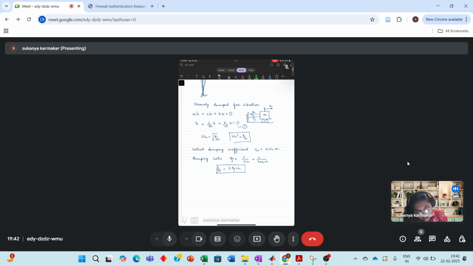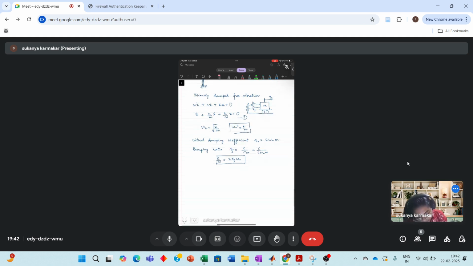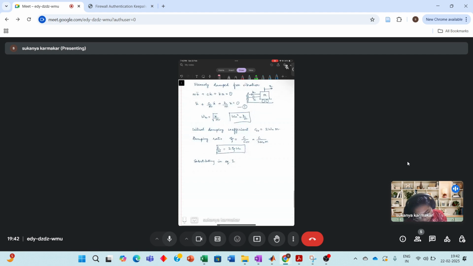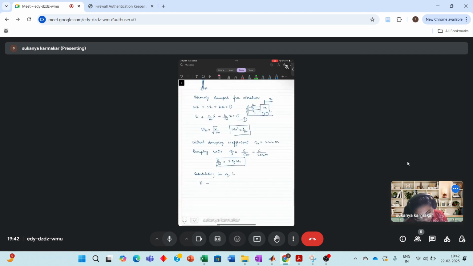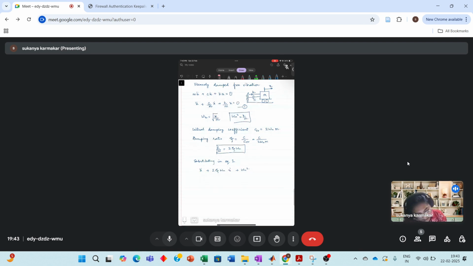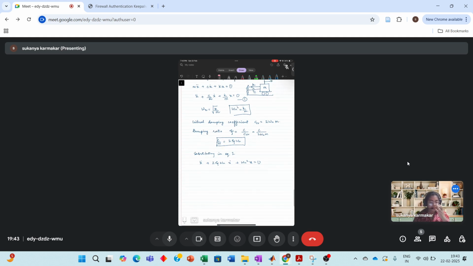Let me call it equation 1. So substituting in equation 1, you have x double dot plus c by m, which is 2 zeta omega n, x dot, plus k by m, which is omega n square, into x is equal to 0. Fine. Now, this zeta, when it is equal to 1, means damping is equal to critical damping.